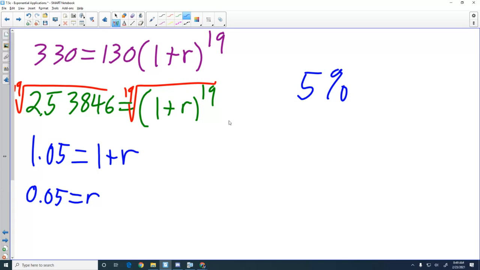Now, to make sure we understand these, what could we do? What do you think I could have prepared for you to help you practice, to make sure you understand how to do these? Delta math.